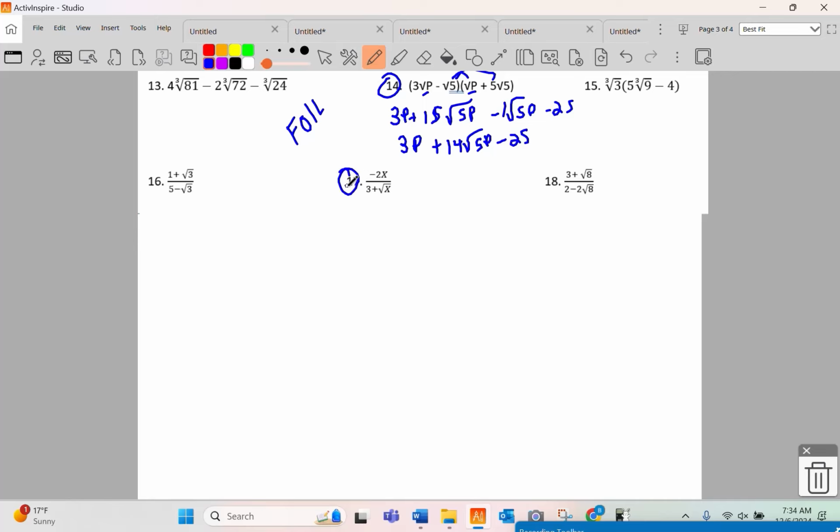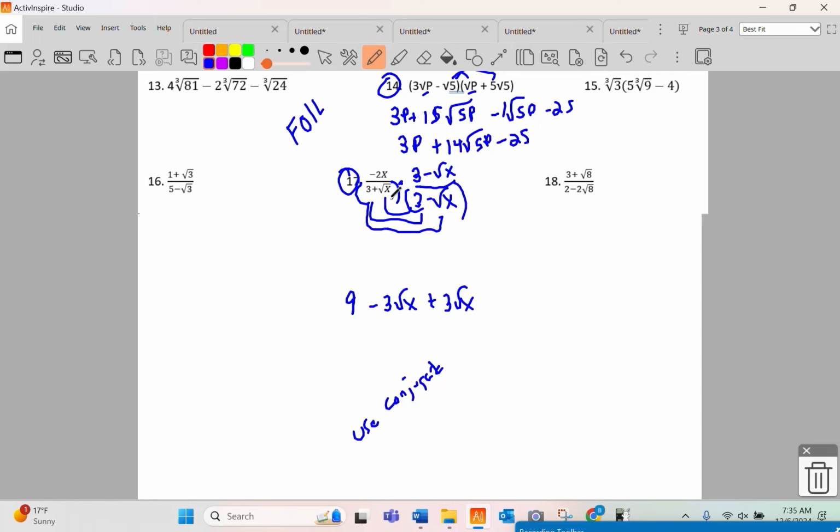Radical simplification. The idea here is to use the conjugate. The conjugate of 3 plus root x is 3 minus root x. And what we're going to do is FOIL the bottom. We're going to have 3 times 3, which is 9. 3 times a negative root x, which is minus 3 root x. 3 times a positive root x, which is plus 3 root x. And then root x times negative root x, which is minus x, because a radical times itself is the number inside.